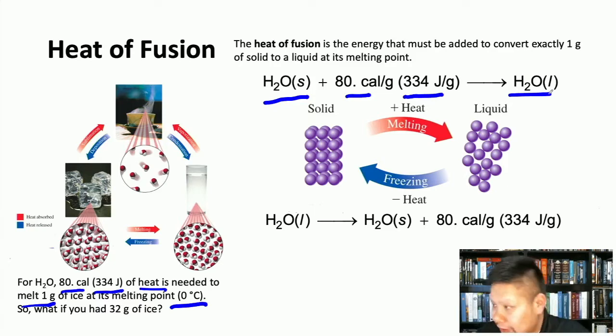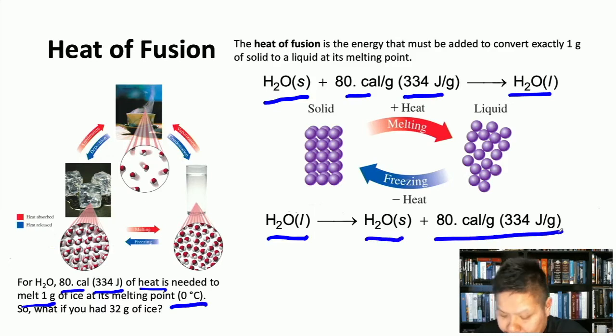And this is actually a reversible reaction, right? Because you can do it the other way, where if you had liquid water and you froze it into solid water, you get out of it the same amount, 80 calories per gram of water and 334 joules per gram, right? So let's try to figure this out.